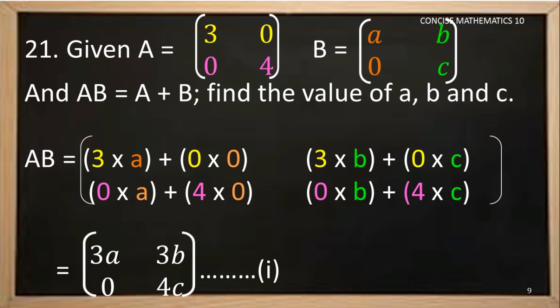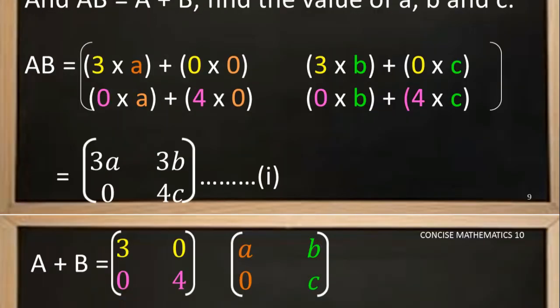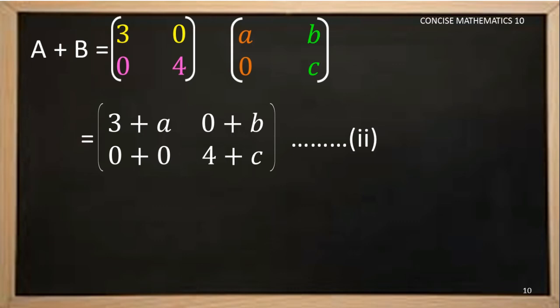Both the matrices are of the order 2 by 2, so use the same rule: first row first column, first row second column, second row first column, second row second column. Hence it results as 3a, 3b, 0, 4c. In the second step, calculate the sum of A and B. That is, it results as 3 plus a, 0 plus b, 0 plus 0 and 4 plus c.